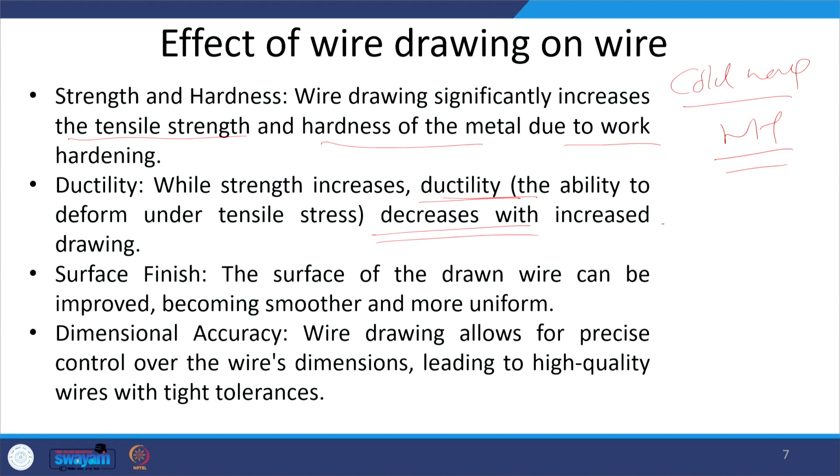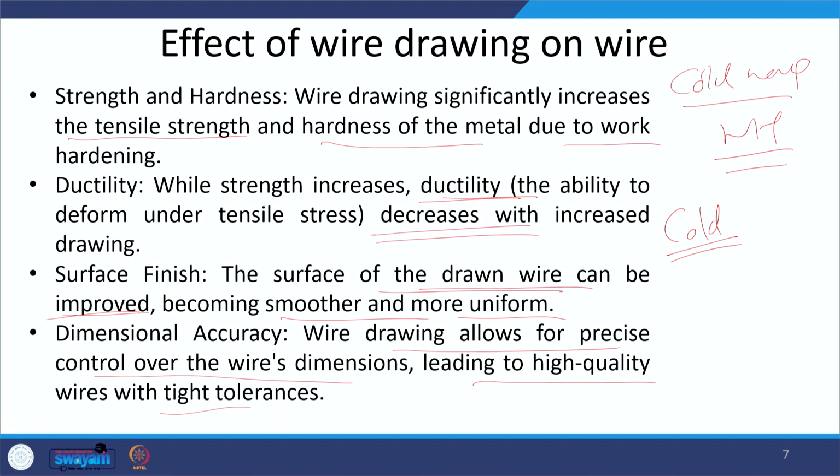Since the cold working process is known to produce a good surface finish and good dimensional accuracy as compared to hot processes, the surface finish produced by wire drawing is really good, and it produces a smooth and uniform surface. Similarly, being a cold working process, wire drawing allows close control over the wire dimensions, which in turn helps in producing high quality wires with very close tolerance.